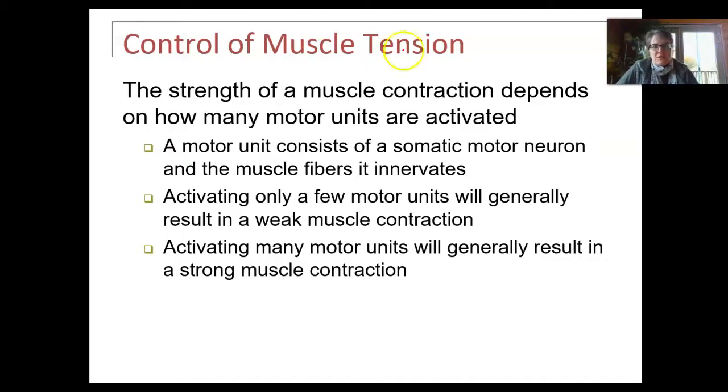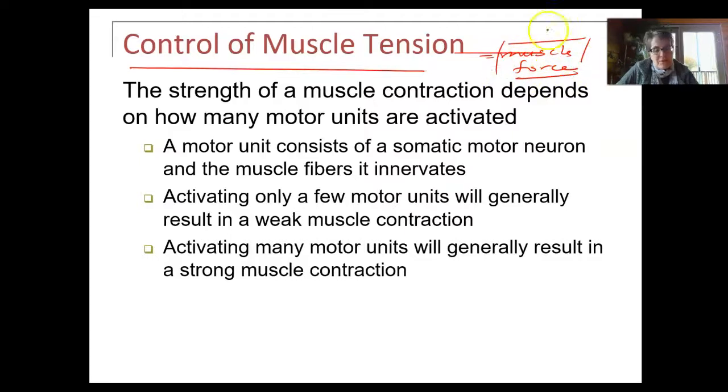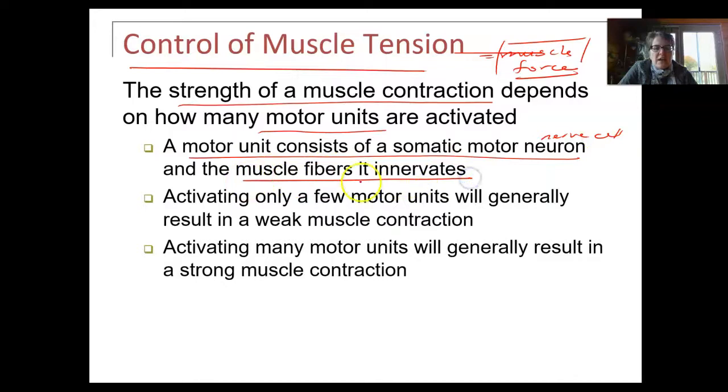All right. So we're going to talk about a totally separate topic, and it's called muscle tension, control of muscle tension. So muscle tension is also known as muscle force. And there's a few factors that contribute to generating muscle force. But muscle tension is the strength of a muscle contraction, and it depends on how many motor units are activated. So a motor unit is a motor neuron, so that's my nerve cell, and all of the muscle fibers that it innervates. So it's obviously going to be greater than 1.